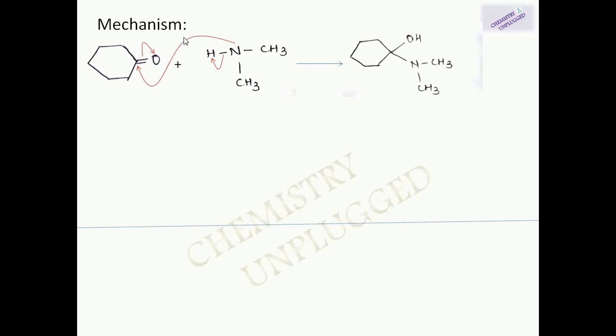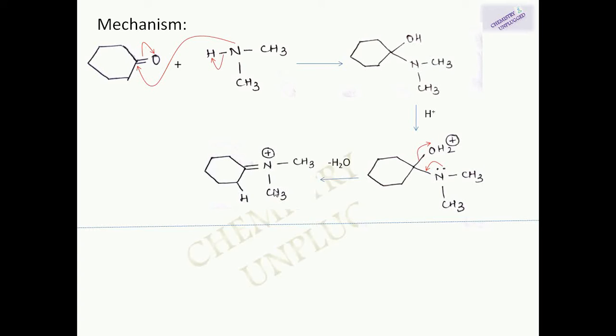Now let's see the mechanism of this reaction. We have cyclohexanone here and dimethylamine. So first the lone pair of electrons of nitrogen will attack this carbon and this hydrogen will shift to O negative. So we have an intermediate here, and this reaction is acid catalyzed. So H plus will attack this OH to form OH2 plus, and it is a very good leaving group. This lone pair of electrons will shift here and we have one alpha hydrogen here.